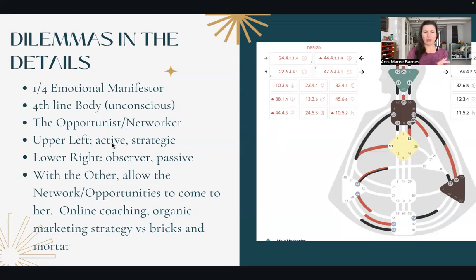So we've got an upper left active strategic brain. Great, awesome, or not. It's fine. It is what it is. It's design. The lower right, observer, passive. So with the other, meaning other humans, it's really important that this particular manifestor allow the opportunities and the network to come to her. She's not supposed to go out there making the connections, getting in the DMs. She can respond when those people seek her out. She will naturally be a networking kind of person, but she's not supposed to be getting in people's faces out there and making it happen, going across in the piazza and introducing herself to someone. No, someone's supposed to come to her. Isn't that beautiful? She's there to magnetize those invitations.